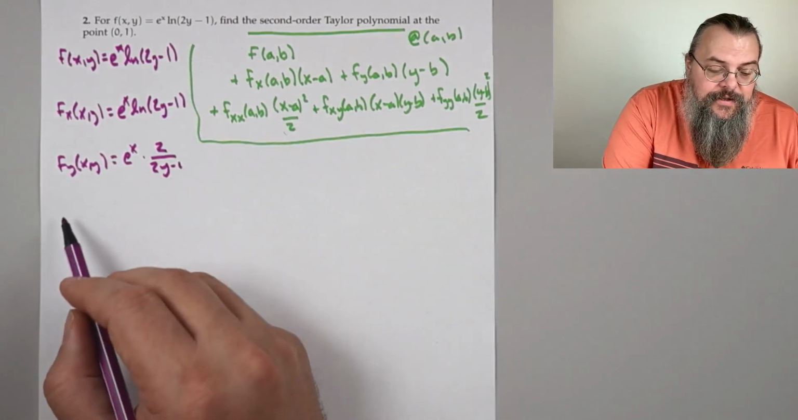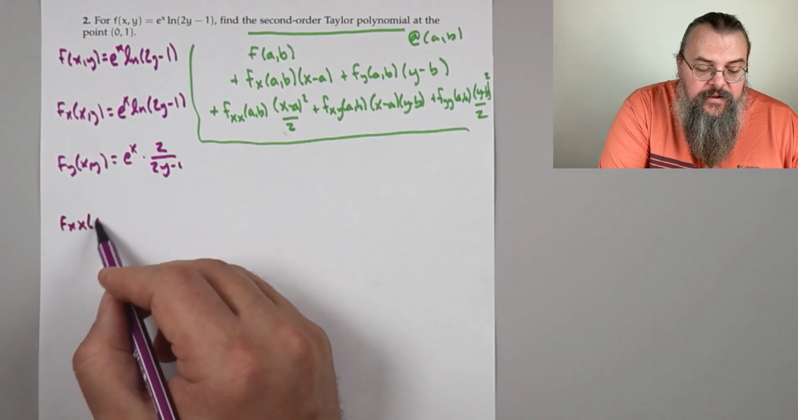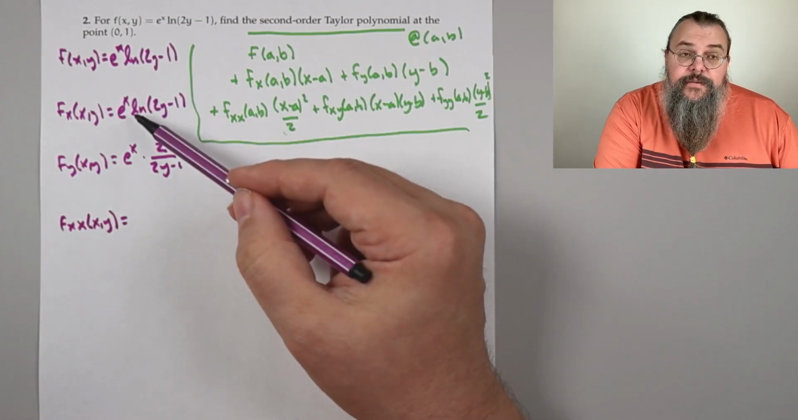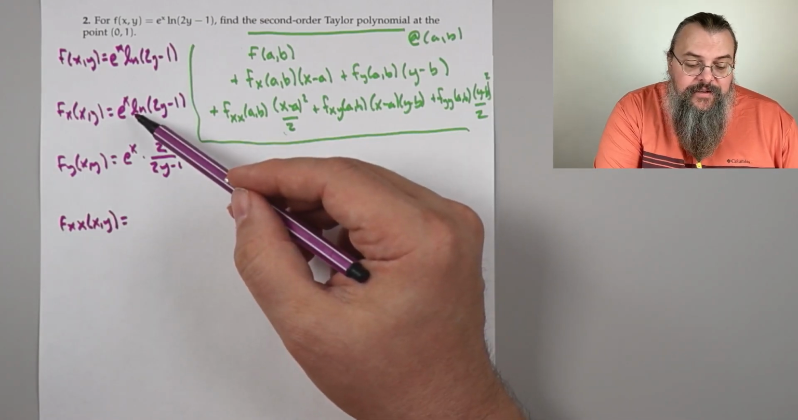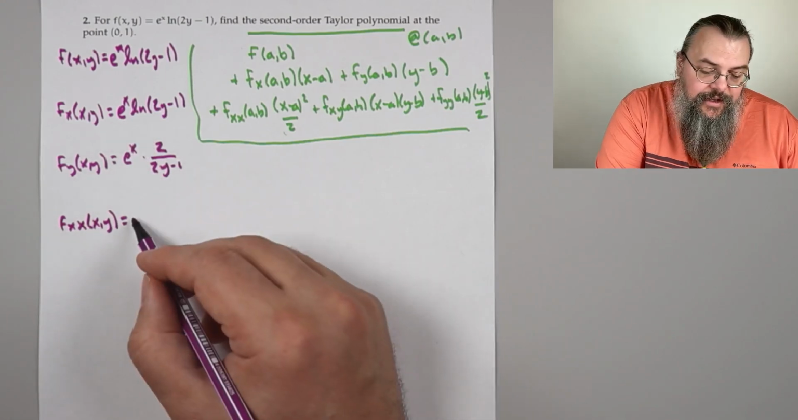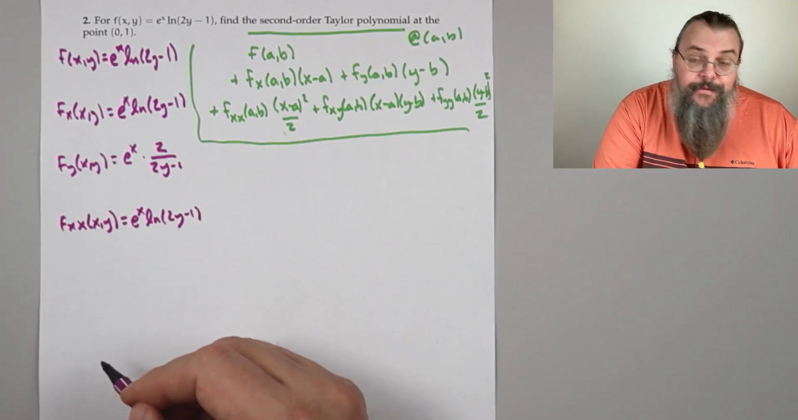All right, now to the second derivatives. f sub xx of x comma y. Well, take the derivative of f sub x with respect to x. We get, well, the derivative of e to the x is e to the x. Okay, great. Cool. Well, that's really very convenient.